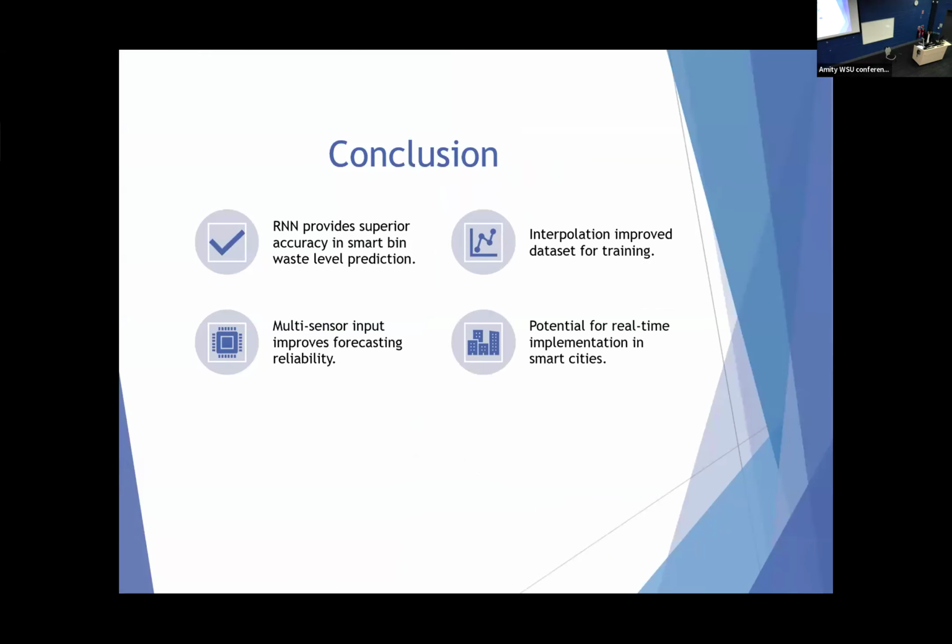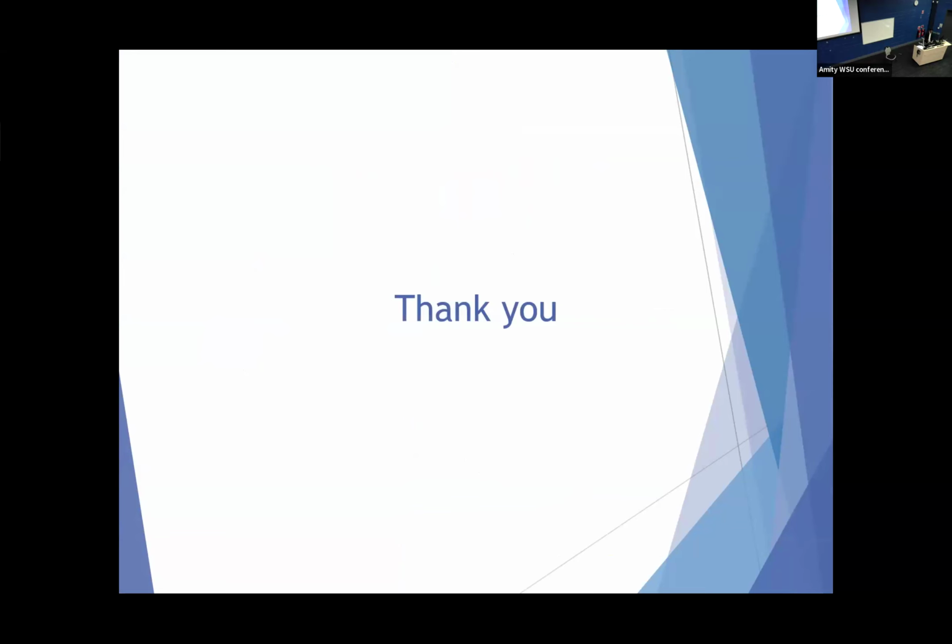So in conclusion, the recurrent neural network provides superior accuracy for predicting smart bin waste levels. Multi-sensor input improves forecasting reliability. Data interpolation helps expand the data set and improve model training. So this framework shows strong potential for real-time implementation in smart cities, enabling more efficient and sustainable waste management. Thank you very much for your attention.